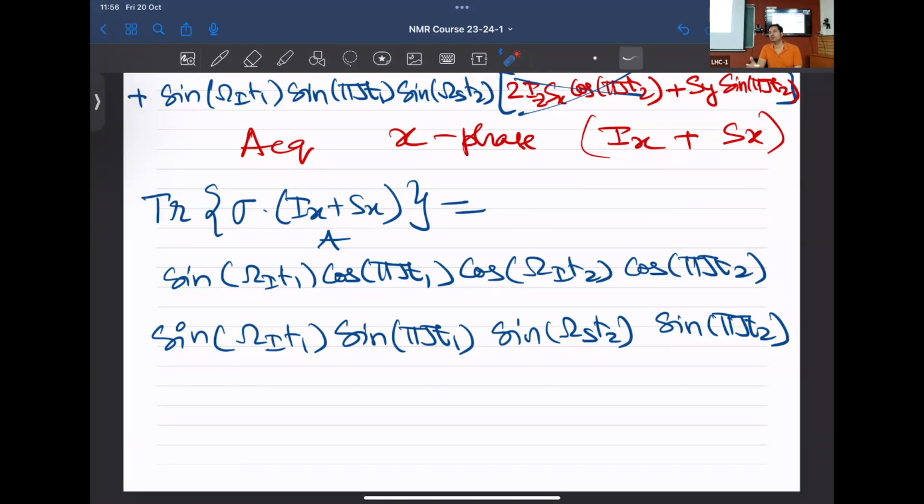I'll end up uploading this. Please follow up on what's been done. Okay, so go back and solve this. You'll get sine of A plus B plus sine of A minus B, equivalently.